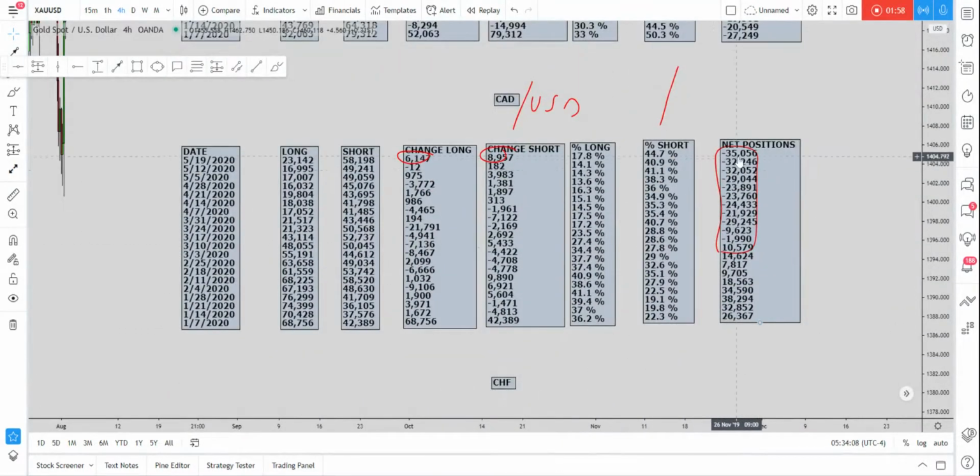If we go and see what we have from a CAD perspective, on the other side, we can see that overall we are sitting at the moment at minus 35k net positions, and we would like to see CAD go weaker because it's obviously also a commodity currency.